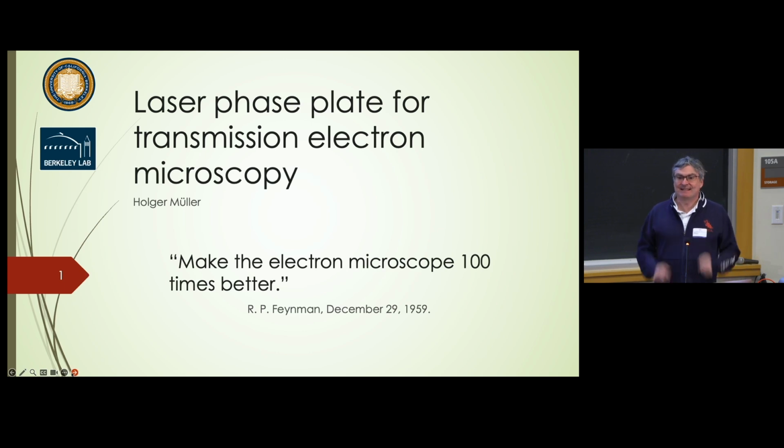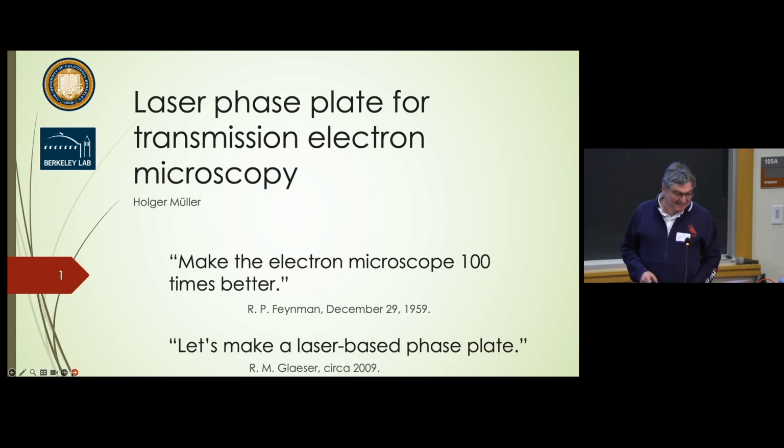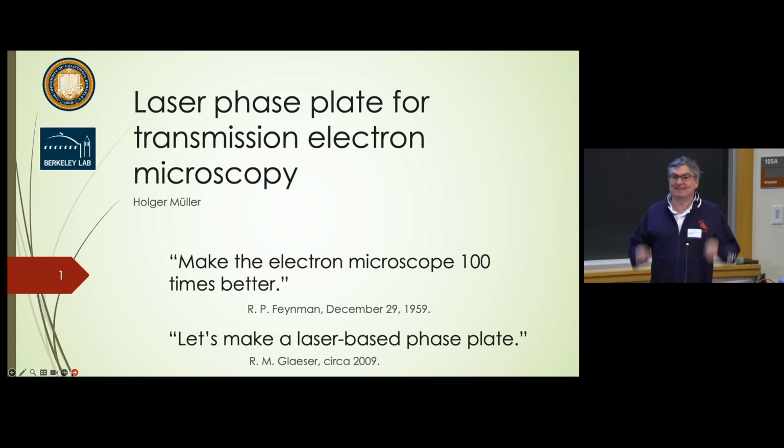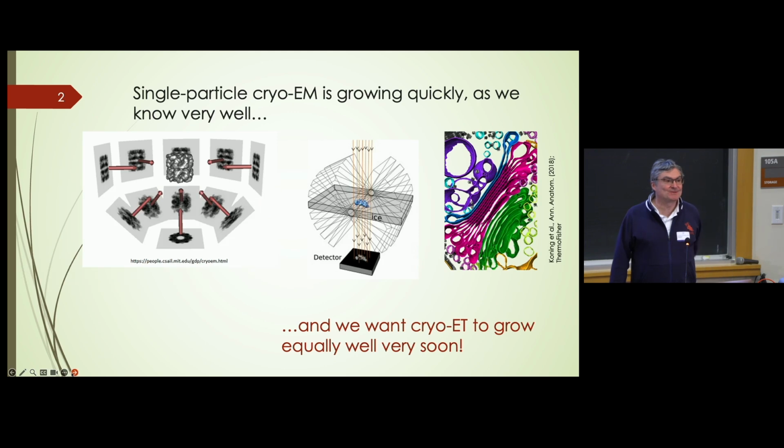In 1959, Richard Feynman said in a speech at Caltech that we physicists should be helping by making the electron microscope 100 times better, but unfortunately he didn't say how. And then Cryo-EM came, better cameras, and so on. And about 50 years later, Bob said, let's make a laser phase plate. So this is what we're trying to contribute.